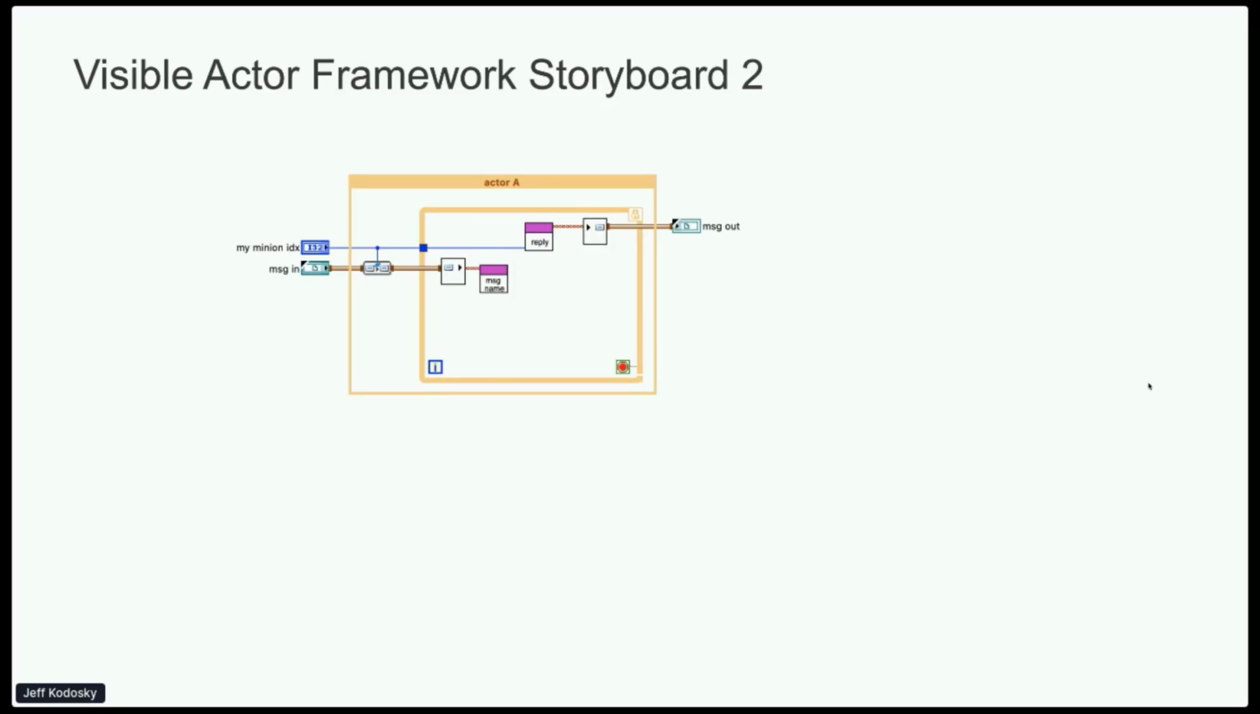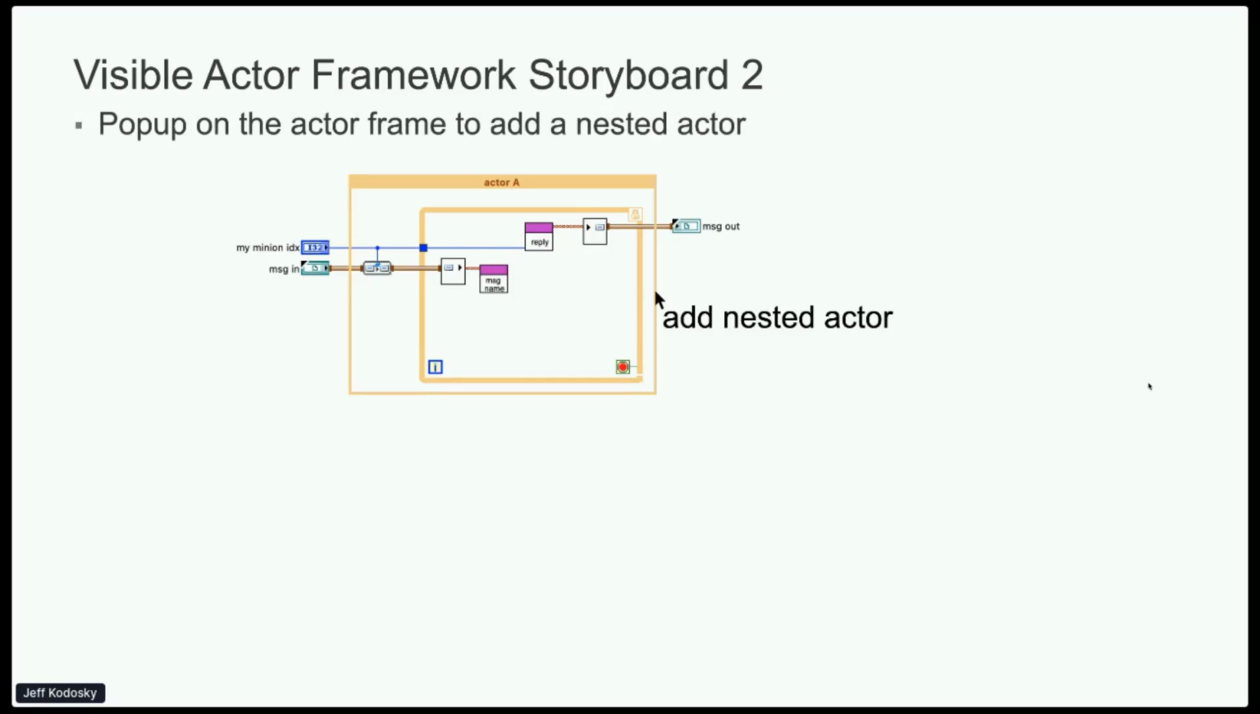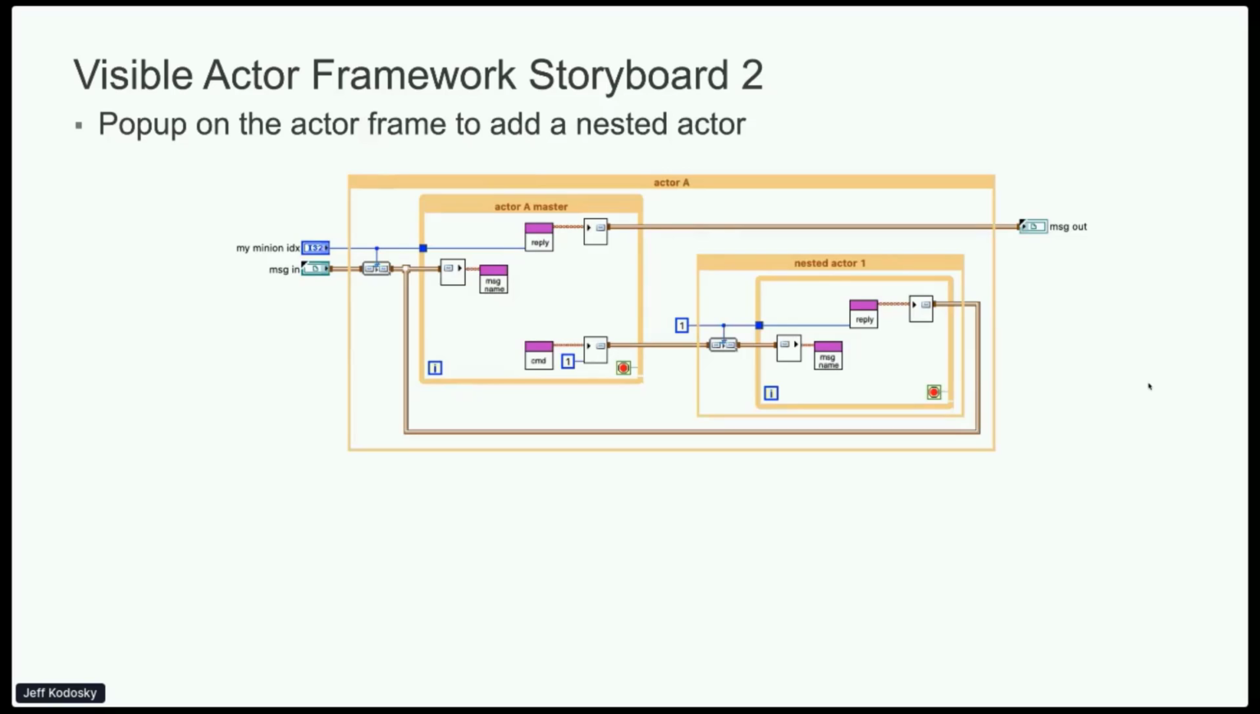Pop up on the actor frame to add a nested actor. The nested actor is added and connected according to the framework requirements. That is, the nested actor's output message channel is connected back to the owner's input channel. A lock on the channels enforces the framework constraints. You can't directly edit the messenger channels. You can only add or delete actors.